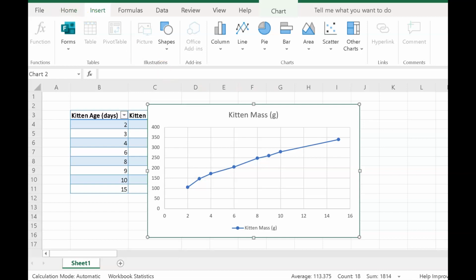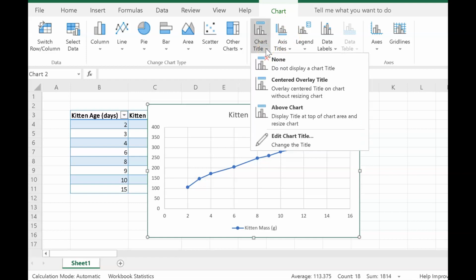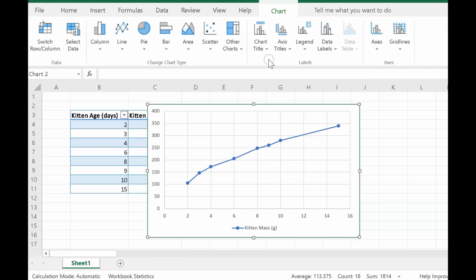So this is an automatically generated chart or graph, so I have to customize it. From Insert, I have to go over here to the chart, and that will give you more options for what this chart is supposed to look like. I can do several things here. For example, I can give this chart a title or no title, right?